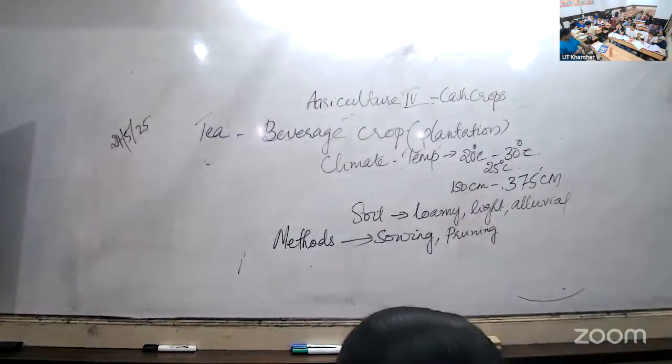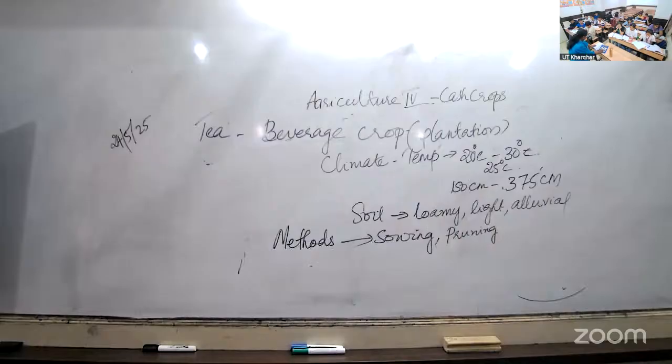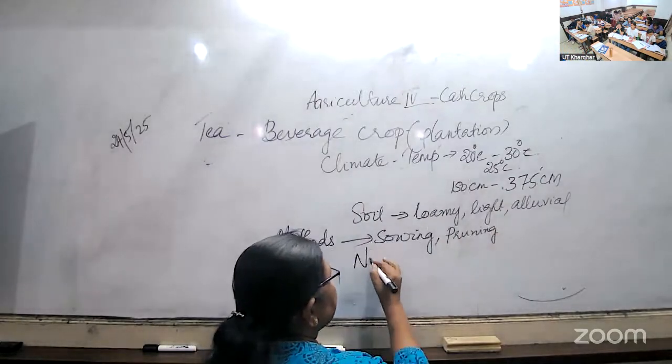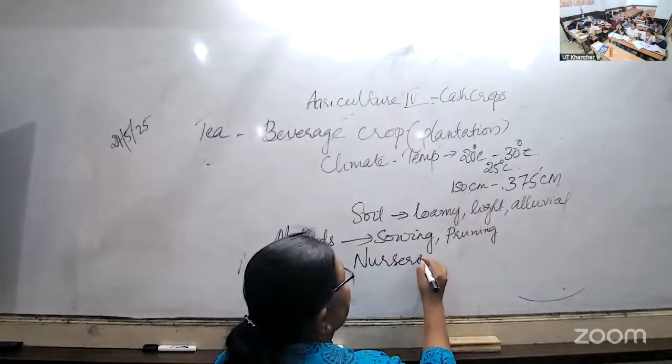Okay. Next is how it can be raised from tea seeds. Seeds are sown in a well-prepared nursery, and the saplings are transplanted in the proposed tea gardens at a distance of 1 meter on all four sides. That means 1 meter distance. From the nurseries, it is transplanted.